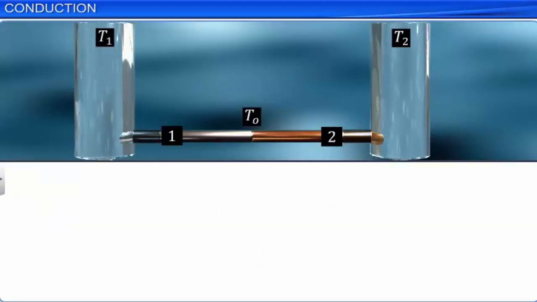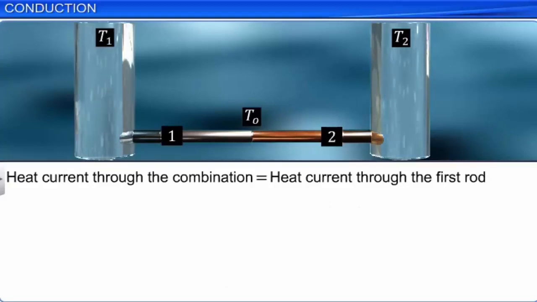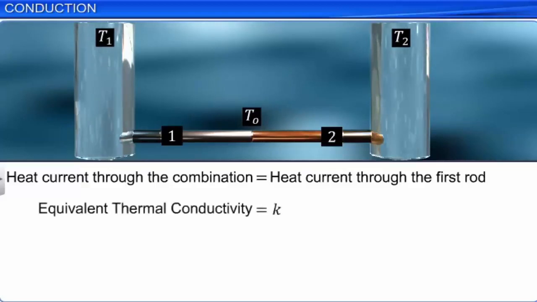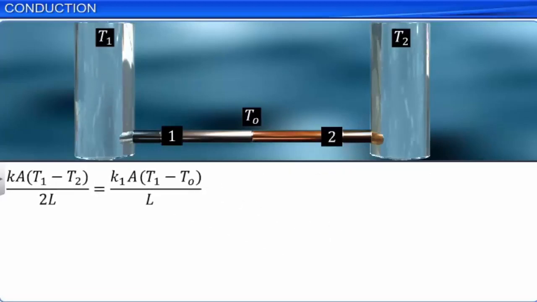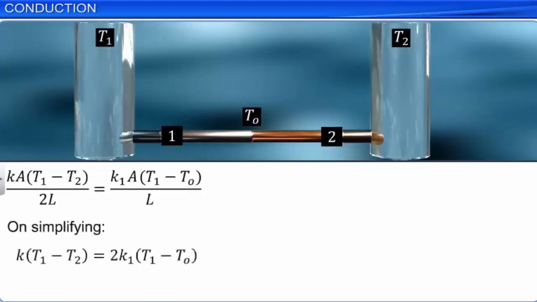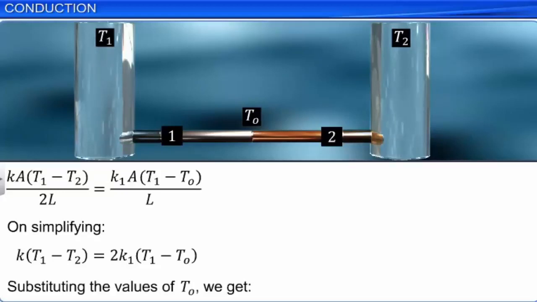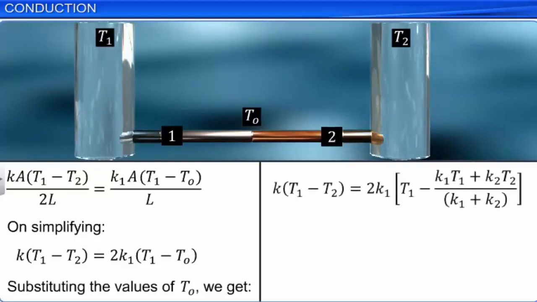Since heat current through the combination is equal to heat current through the first rod, if the equivalent thermal conductivity of the combination of two conductors is K, then we can write KA(T1 − T2)/2L is equal to K1A(T1 − T0)/L. On simplifying, we get K(T1 − T2) is equal to 2K1(T1 − T0). Substituting the value of T0, we get K(T1 − T2) is equal to 2K1(T1 − (K1T1 + K2T2)/(K1 + K2)).